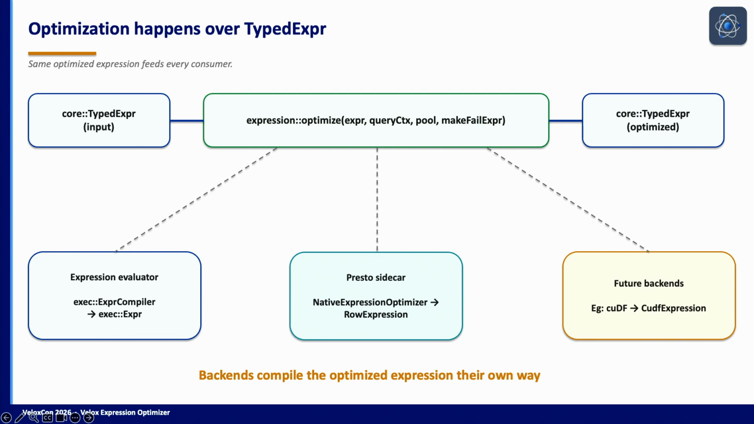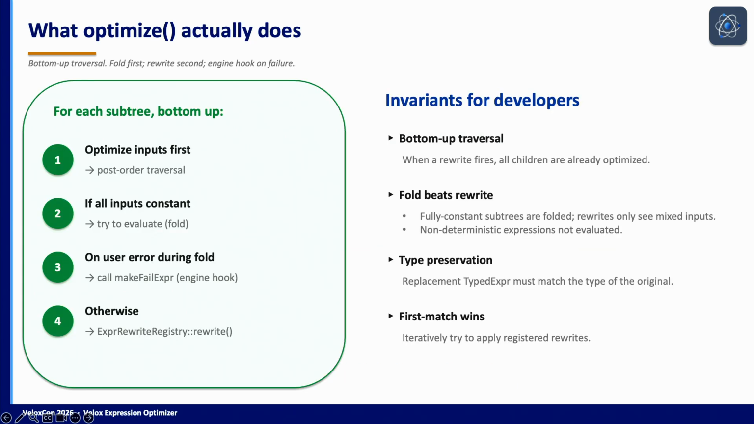Let's take a deeper look. Here's the behavior model for optimize. It's going to run bottom up on your expression tree, so children are optimized first. Only if all the inputs to your subtree are constant, it tries to constant fold or evaluate the subtree. If not, it is going to attempt to rewrite the subtree into an optimal form. One thing to note here is we don't evaluate non-deterministic functions in an expression, and this is to preserve deterministic consistency.